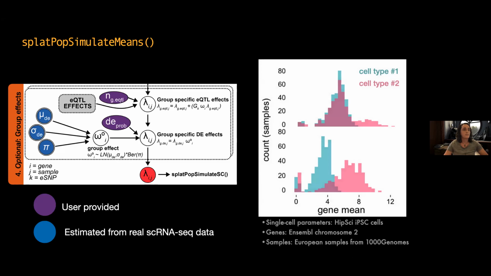So let's look at some examples. On top here, we have a gene that has a group-specific eQTL effect where you can only see the effect in cell type 2. And then below, we see a gene that has a differential expression effect, again, only in cell type 2. So the output from all of this is a matrix of gene means for each gene, for each individual. And this is the input to basically the wrapper around Splat.